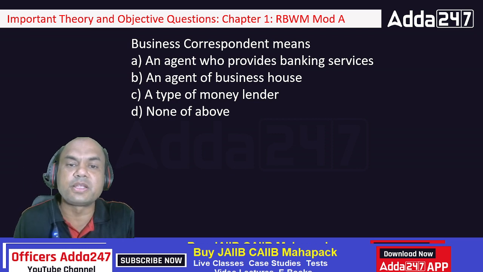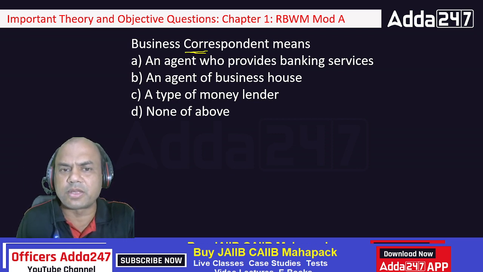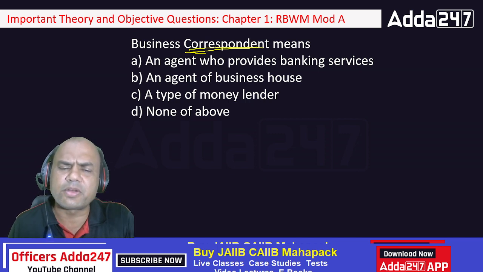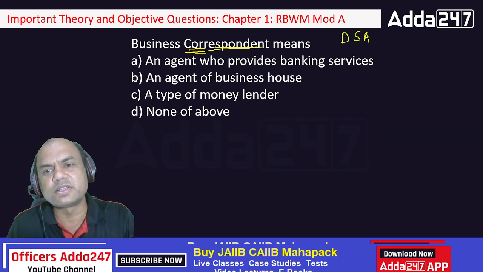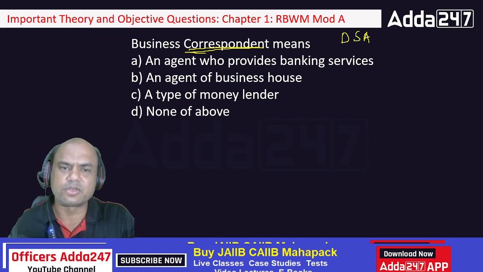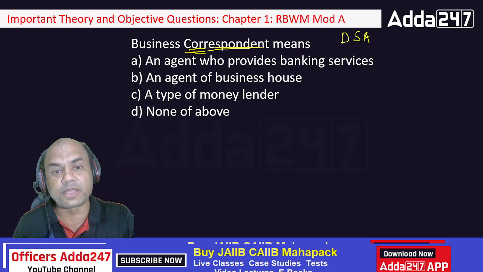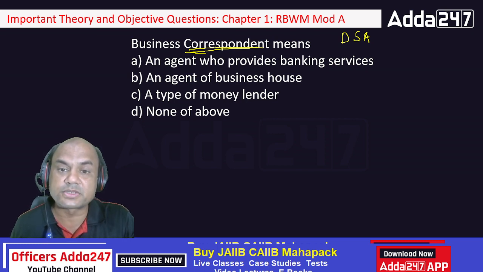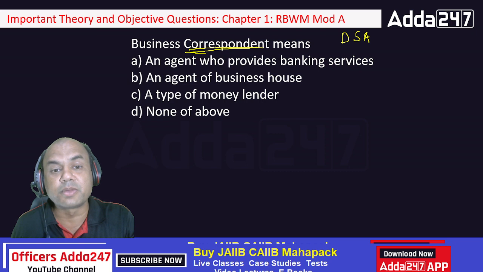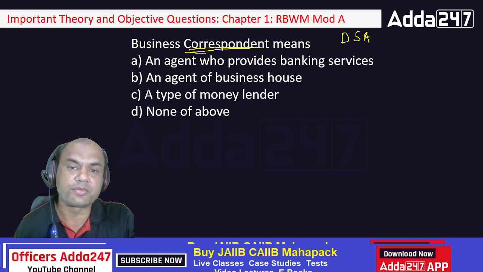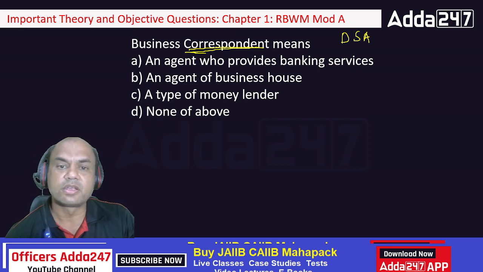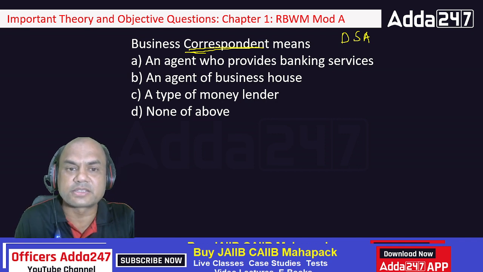Business correspondent means, now what is this BC? This BC you might be having in your banks also, all of you. BC, this is a private party actually. This is similar to a DSA, I will call it. We only name it BC, otherwise it's after all the DSA only. What is the BC? An agent who provides banking service, an agent of the business house, the type of money lender, and none of the above. So BC is what? Agent who provides banking service, correct?